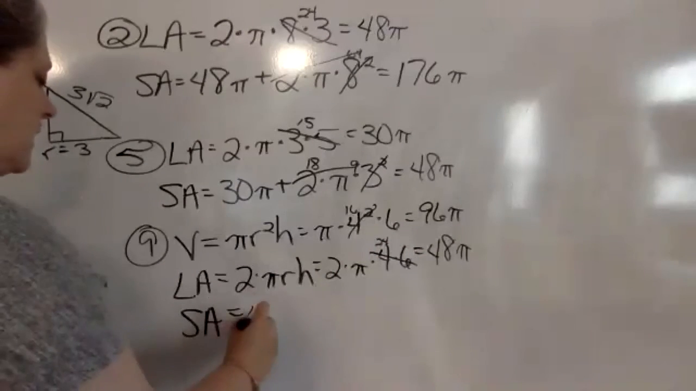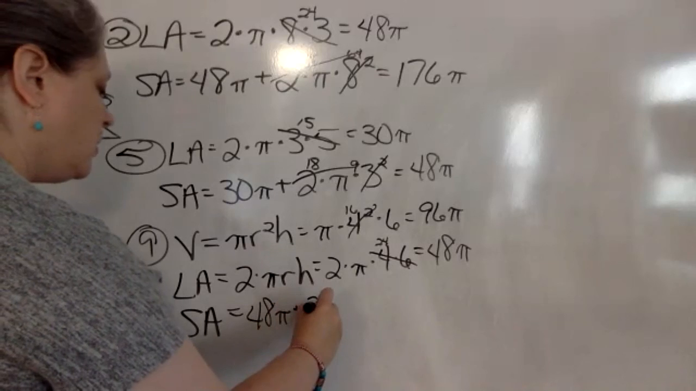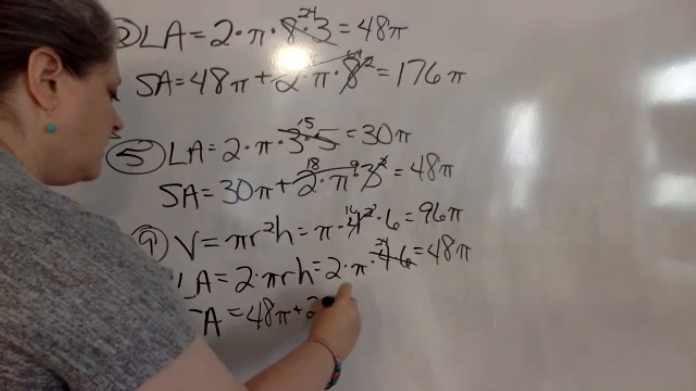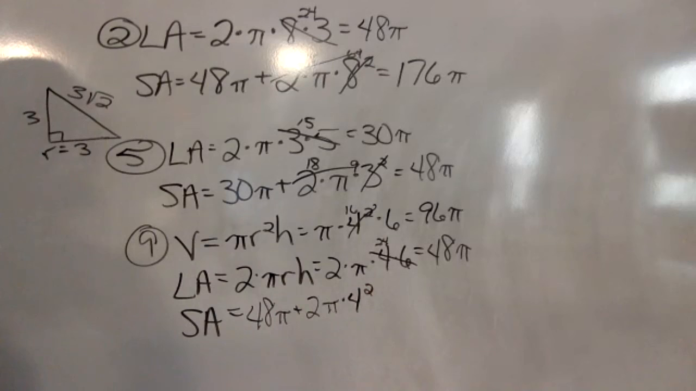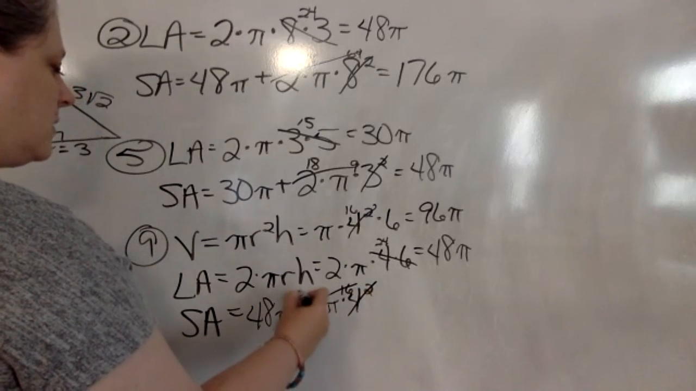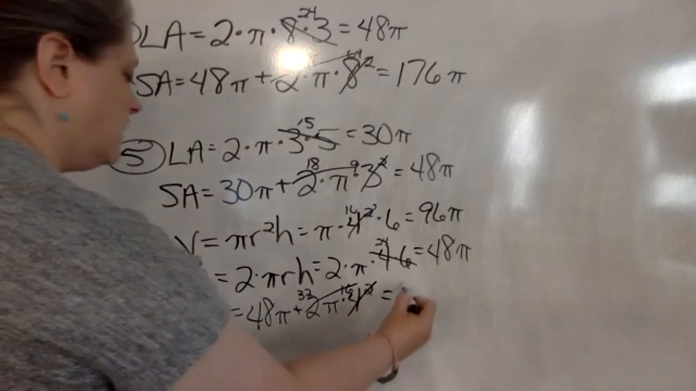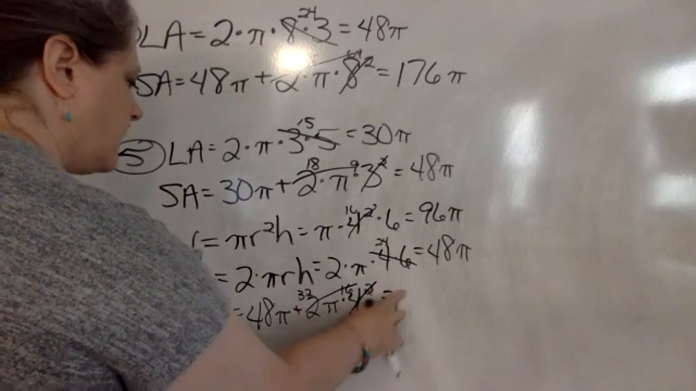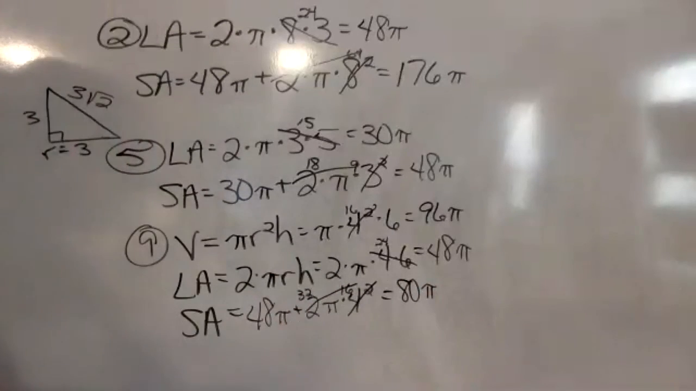Surface area is lateral area, 48 pi, plus 2 pi r squared, because you've got 2 circles on the top and the bottom. So 4 squared is 16. 16 times 2 is 32. So 48 plus 32 is 80 pi.